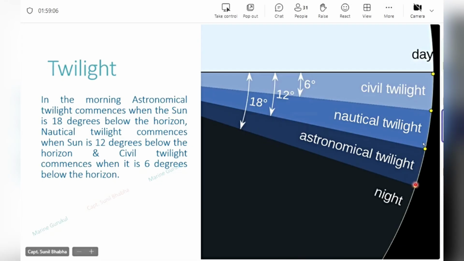Sir, at this point, are we estimating the sun's upper limb or lower limb, sir? Beta, speaking theoretically, the center. Okay, sir. These are the center's altitudes below the horizon. So that means the twilight stops when the center comes at civil twilight, right? No. The stopping period is when the upper limb of the sun comes above the horizon. Okay, sir. Okay, so there's a difference.